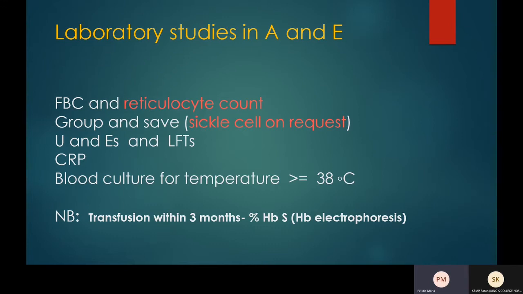One should obtain a urine renal profile and liver function tests and a CRP. In addition, if the person has a temperature anything greater than 38 degrees Celsius, a blood culture should be obtained. If the person has received a blood transfusion within the last 3 months, a percent hemoglobin S should be obtained, which can be obtained by requesting a hemoglobin electrophoresis.